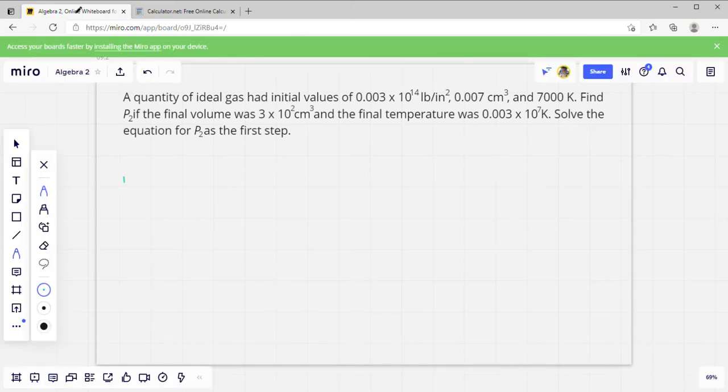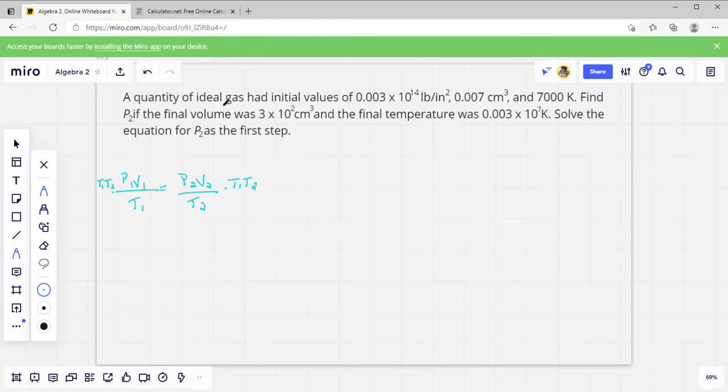Okay, so we've got P1 V1 over T1 equals P2 V2 over T2. Okay, a quantity of ideal gas has initial values of that. Find P2 if the final volume was that, and the final temperature. Solve the equation for P2. That's the first step, so we want to get P2 by itself. So we're going to say times T1, T2, and times T1, T2.